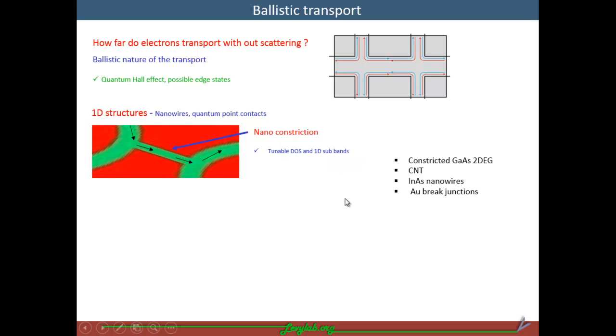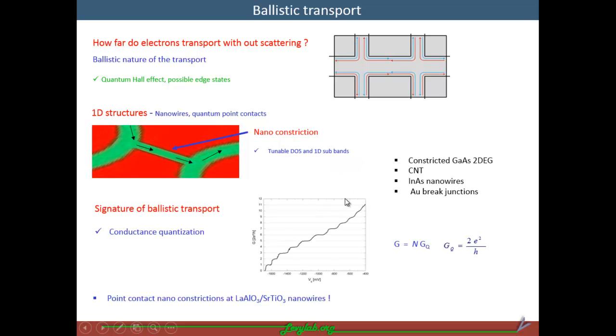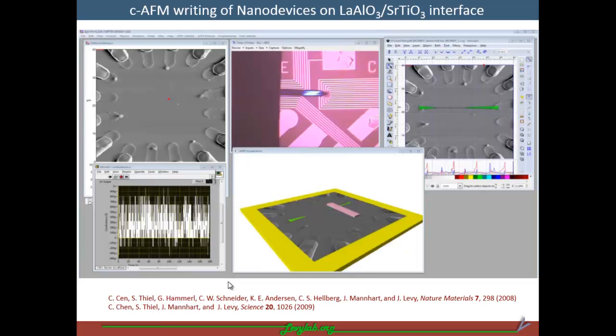possesses one-dimensional subbands. So the signature to realize the ballistic transport is to observe the conductance quantization, where the conductance appears in integer multiples of a quantum number. So we aim to make these nano constrictions in the LAO/STO nanowires. We use this conducting AFM technique to write these nano constriction point contact devices.